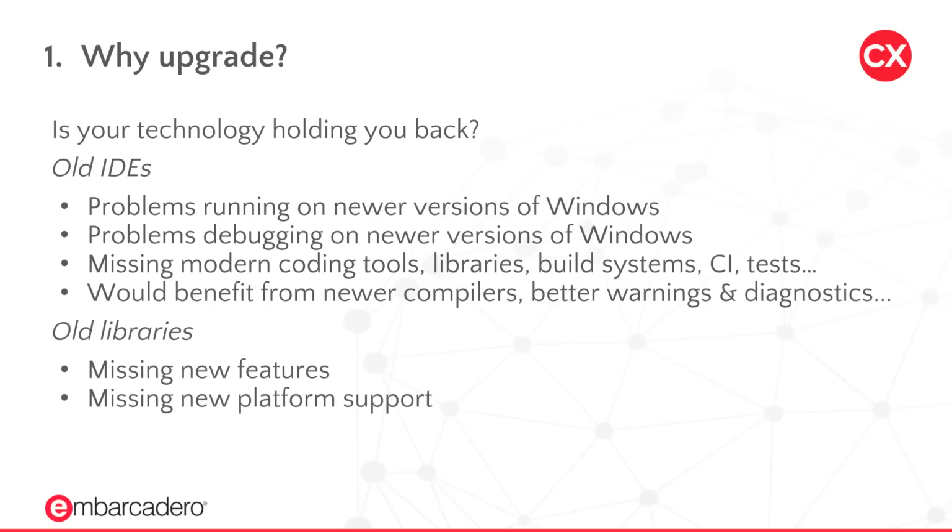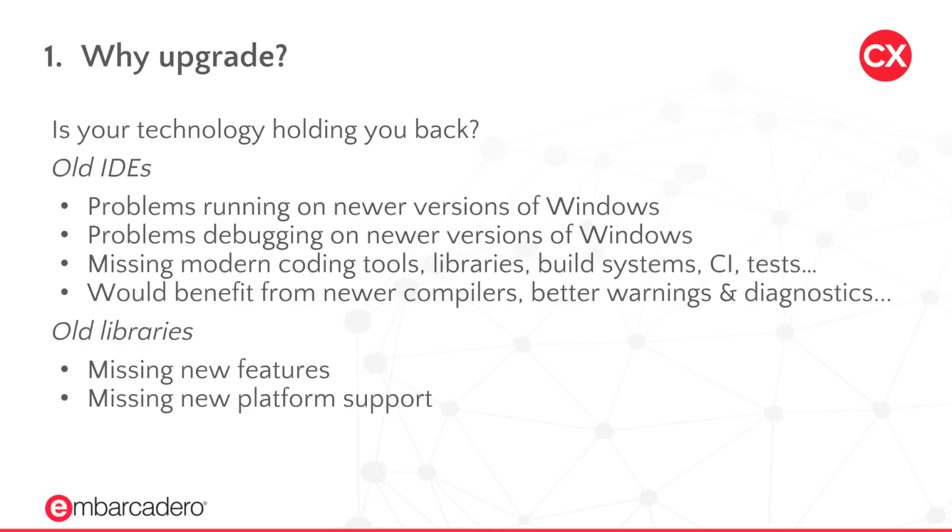So there are a few reasons to upgrade. One question you might be asking yourself is whether the old technology that you're using is holding you back. If you use an older IDE, for example, you might have problems running it on newer versions of Windows. You very likely may have problems debugging on newer versions of Windows. You might be missing modern coding tools and libraries. If you want to start using CMake, for example, then you will find having a more modern toolset makes that a lot easier. You might benefit from a newer toolchain in other ways as well. The Clang compiler, for example, has excellent warnings and error messages compared to the classic Borland compiler.